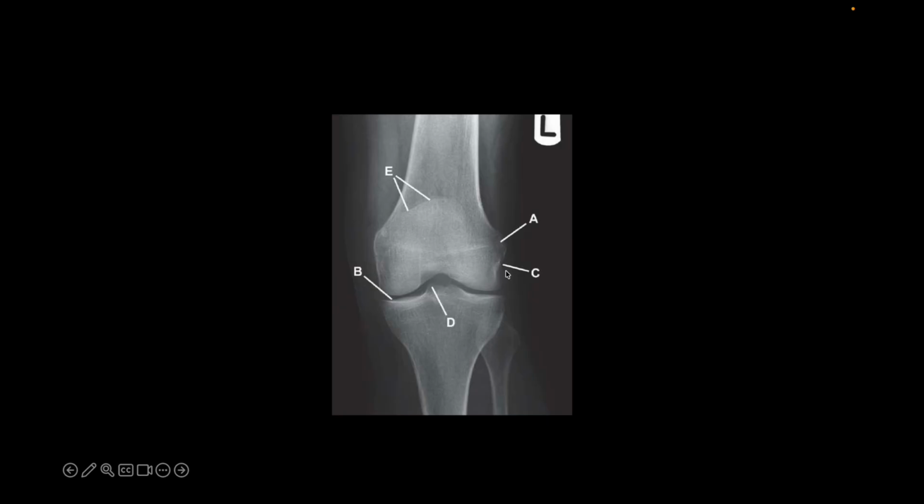C is your popliteal groove. This is where your popliteus tendon originates. Remember, you're on the lateral side. B is your medial tibiofemoral compartment or medial compartment. D is your medial tibial spine or medial tibial eminence as well. Okay, and E, they've drawn around this structure here, which is your patellar bone.